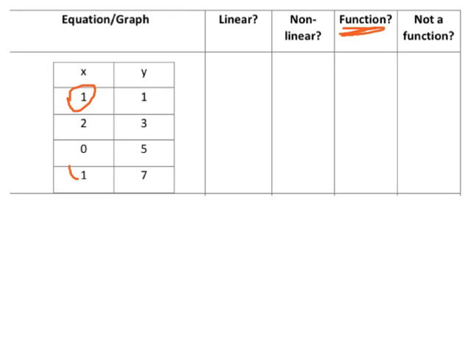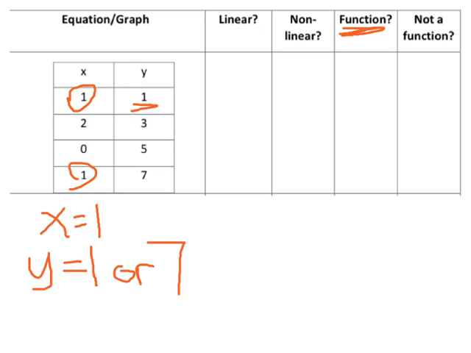If we look at these points right here, when x equals 1, y equals 1 or 7. So for your one input, or your one x value, you have two y values, so it is not a function. If it's not a function, we can pretty much assume that it is not going to be linear, because if it's not a function, it will not be a line.